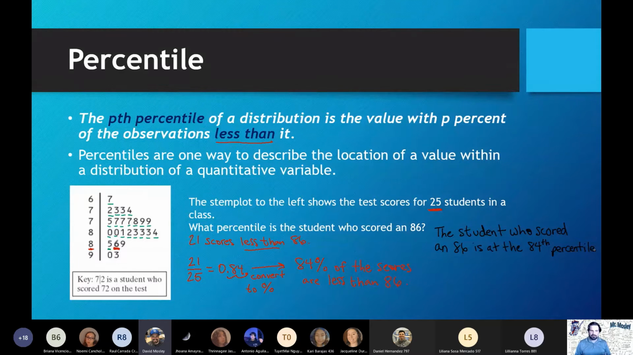So the percentile that this student is at represents the percentage of students who scored less than them. That's the key way of interpreting a percentile. It tells me how many scores percentage-wise were less than that score.